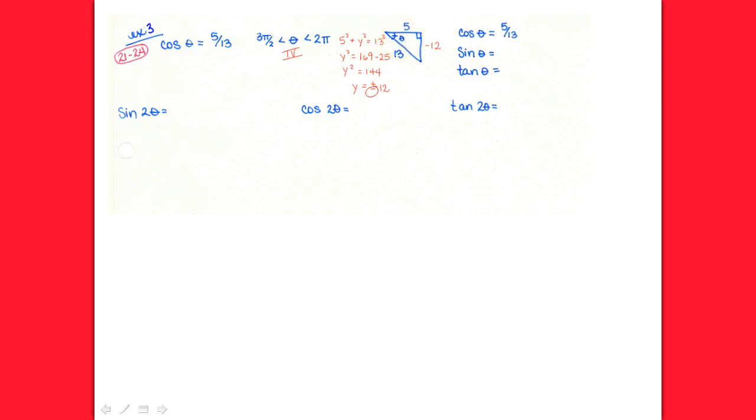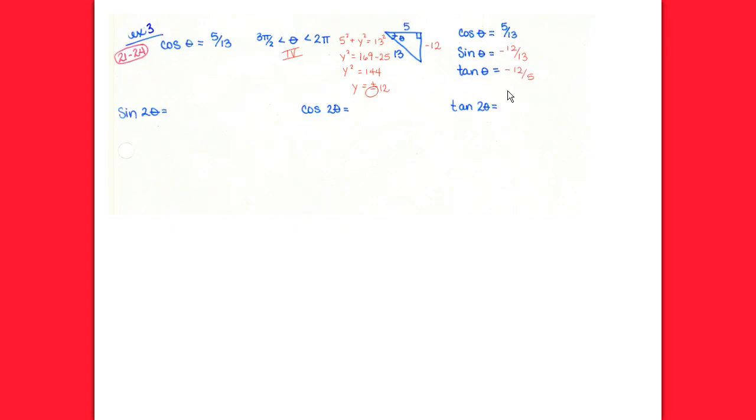Negative 12/13. Perfect. All right, what's tangent going to be? Negative 12 over 5. So again, if I didn't know whether that 12 was positive or negative from my work down here, once I got over here, I could say I'm in the fourth quadrant. All students take calculus, only cosine's positive there, so that would mean my cosine's positive, but my other two are negative. So I could just fill it in there.